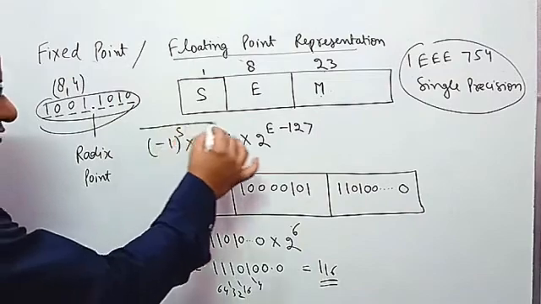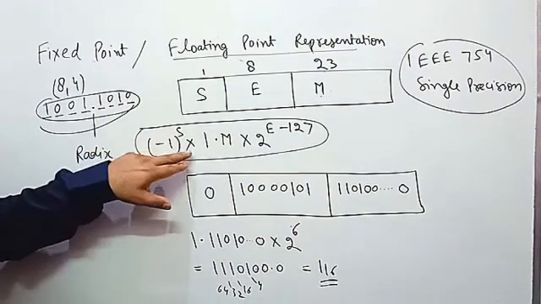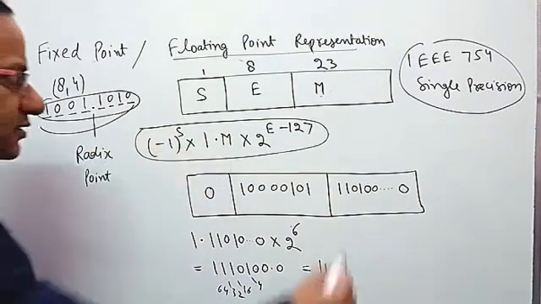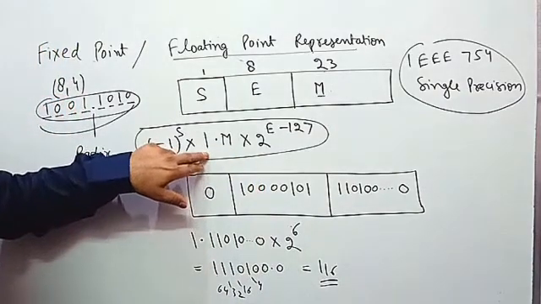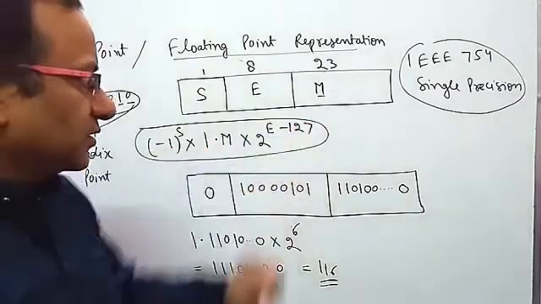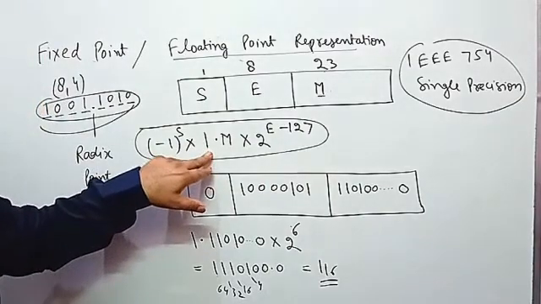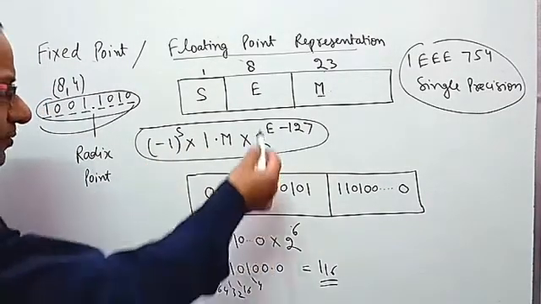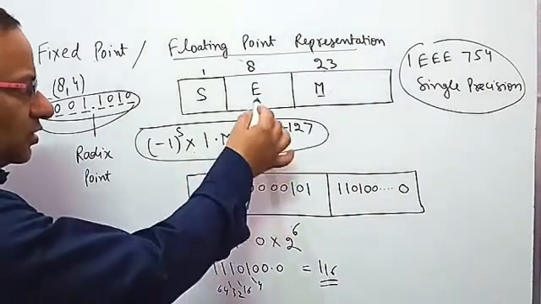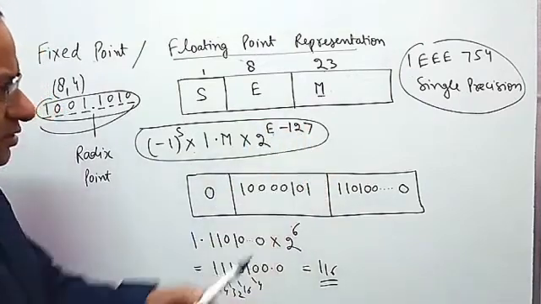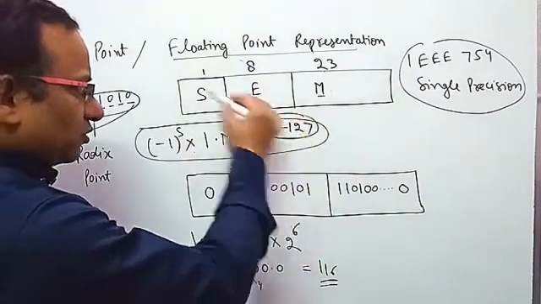And the number that this representation will store is given by -1 raised to the power sign bit into 1 dot mantissa bits. This 1 is implicit. It is always there, so no need to store it in the mantissa. This is also called normalized form because 1 dot anything is normalized in scientific notation. So the number represented will be -1 raised to the power s into 1 dot mantissa into 2 raised to the power stored exponent minus 127, which is excess 127. So the true exponent will be e minus 127.